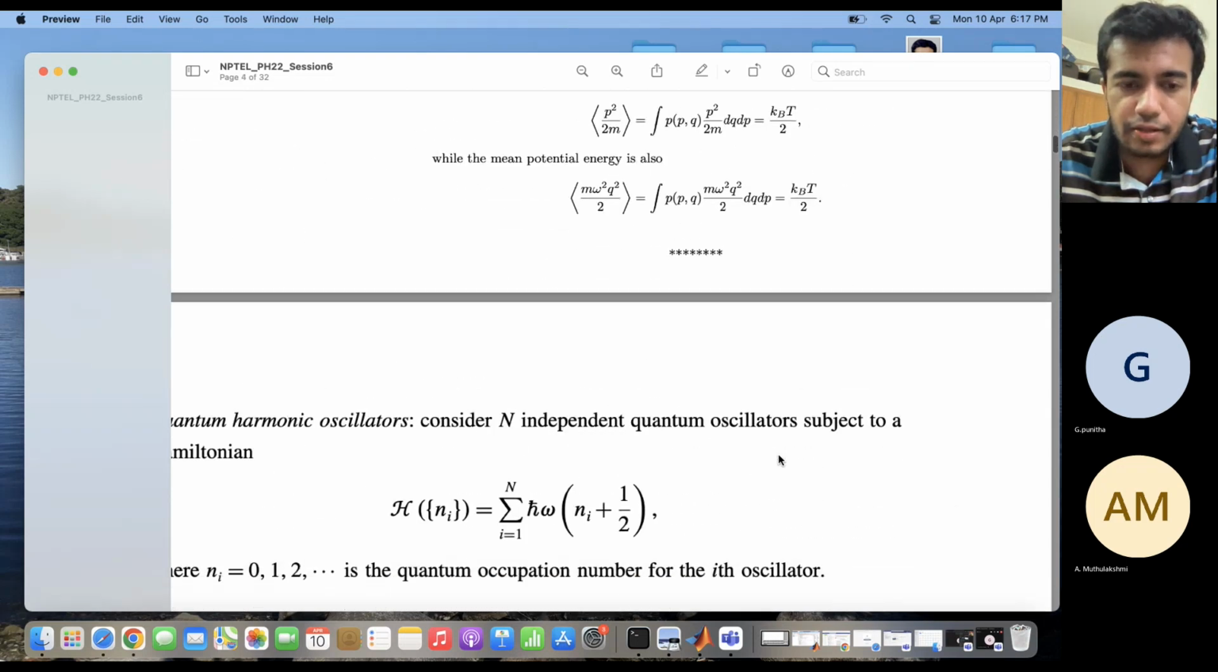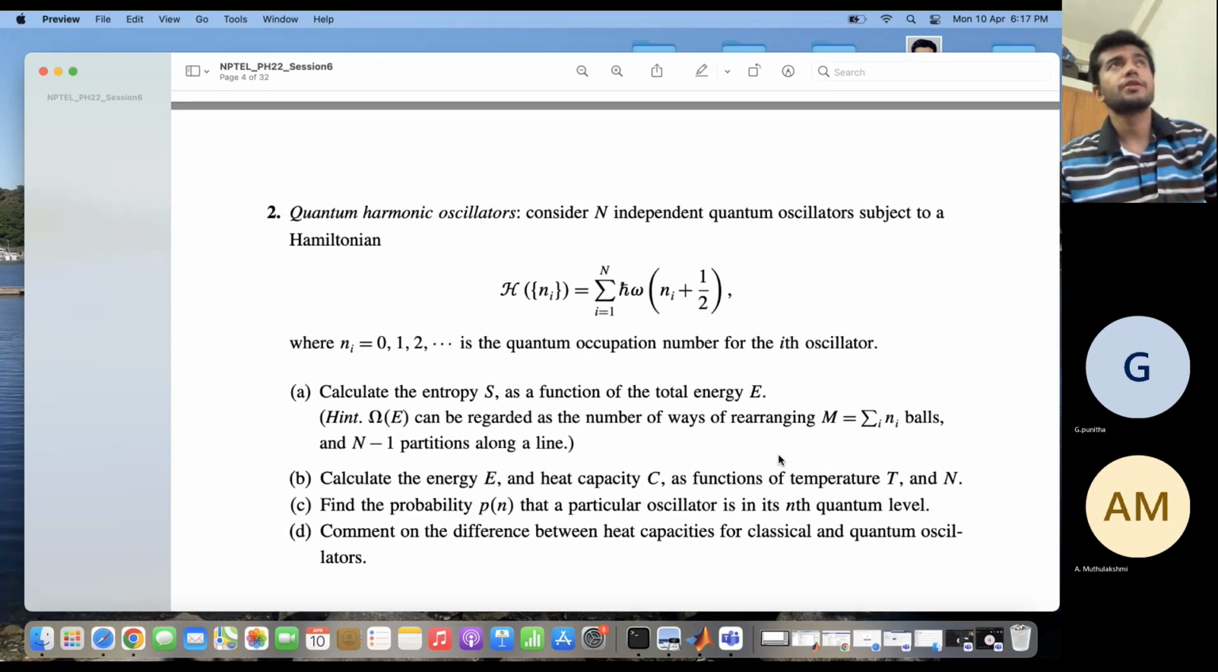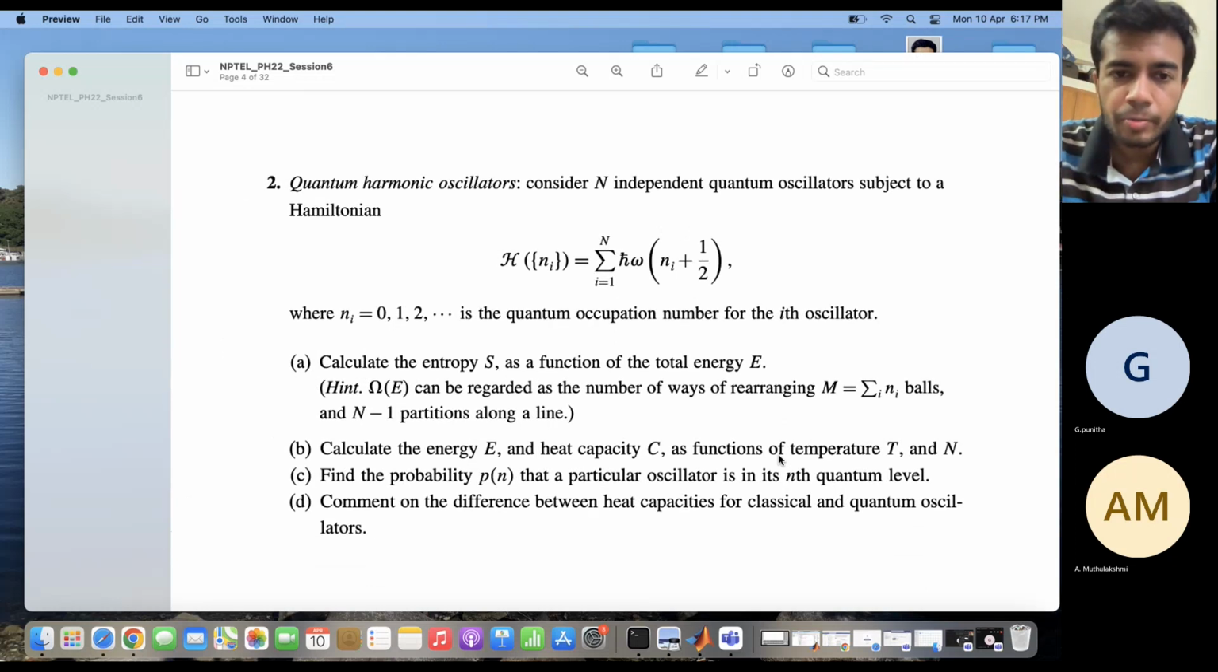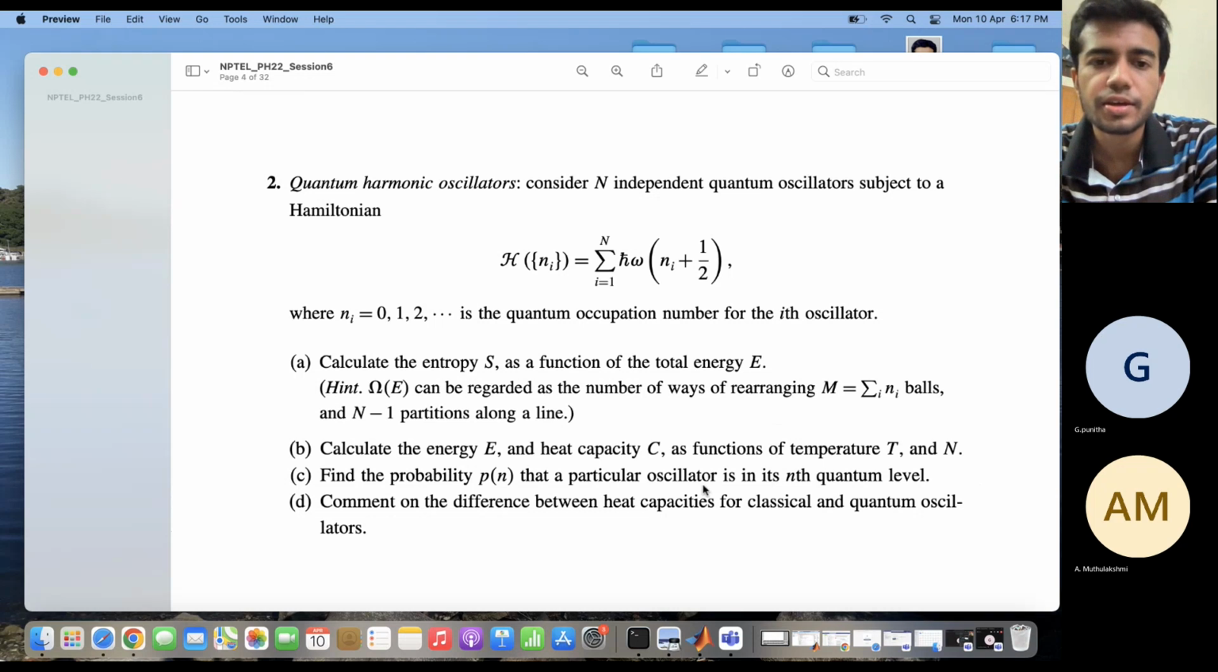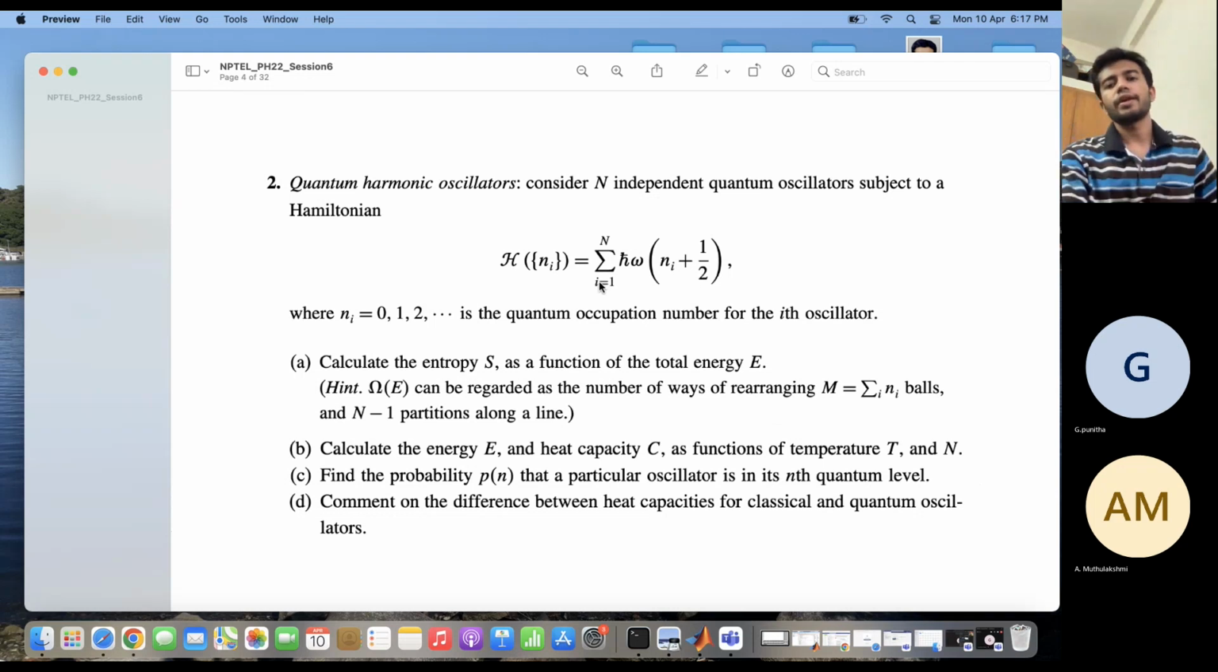Okay. So that solves the first problem, which was of classical harmonic oscillators. Now we move on to quantum harmonic oscillators. Here, instead of the classical one, we have N independent quantum oscillators, subject to a Hamiltonian of this form, where the Hamiltonian is equal to the summation over i going from 1 to N of h cross omega times (n_i plus half), where n_i is the quantum occupation number for the ith oscillator. Here also you have to find the entropy as a function of total energy.